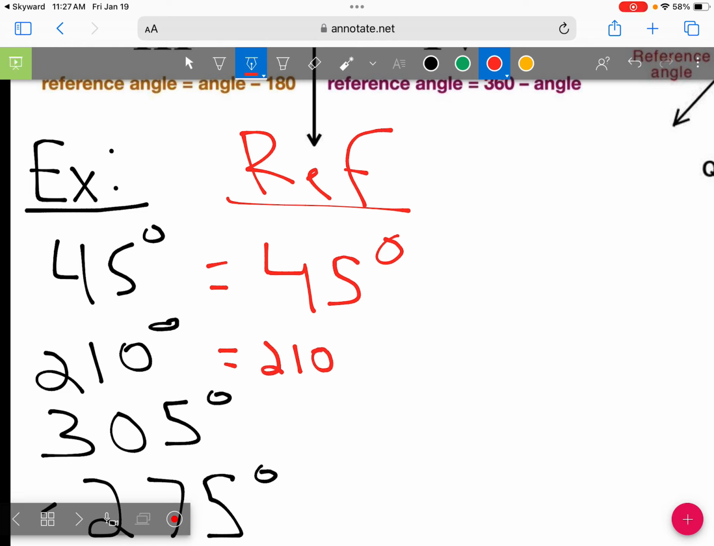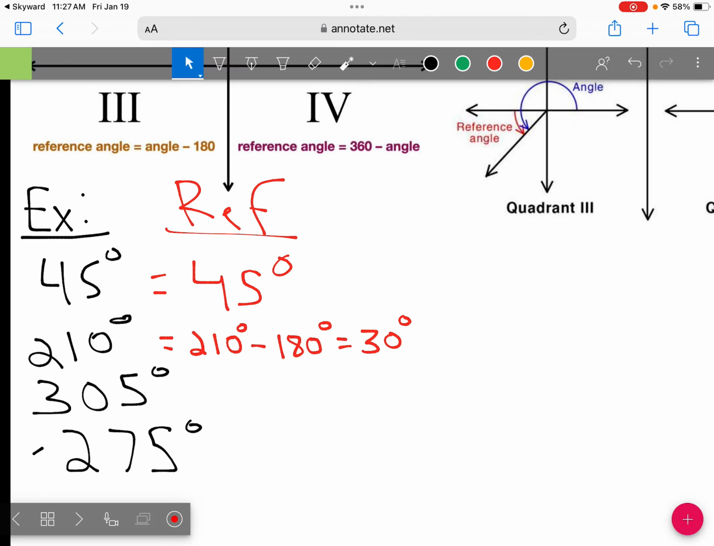Is the last one negative 275? It is. Negative 275. So worried about you.